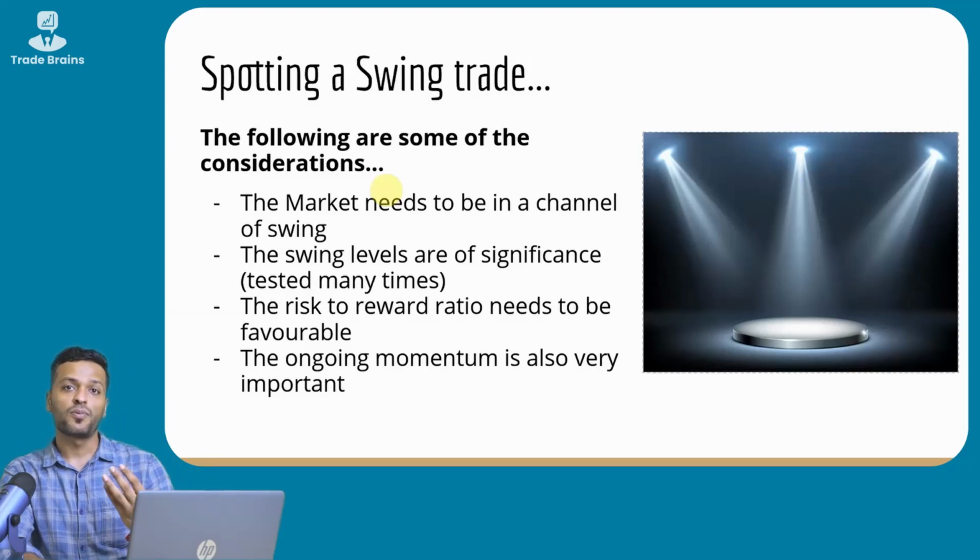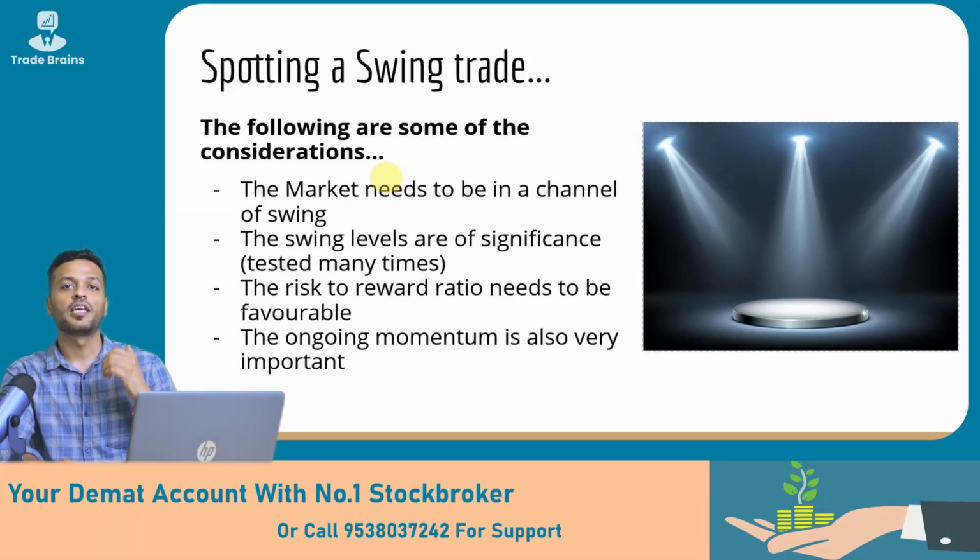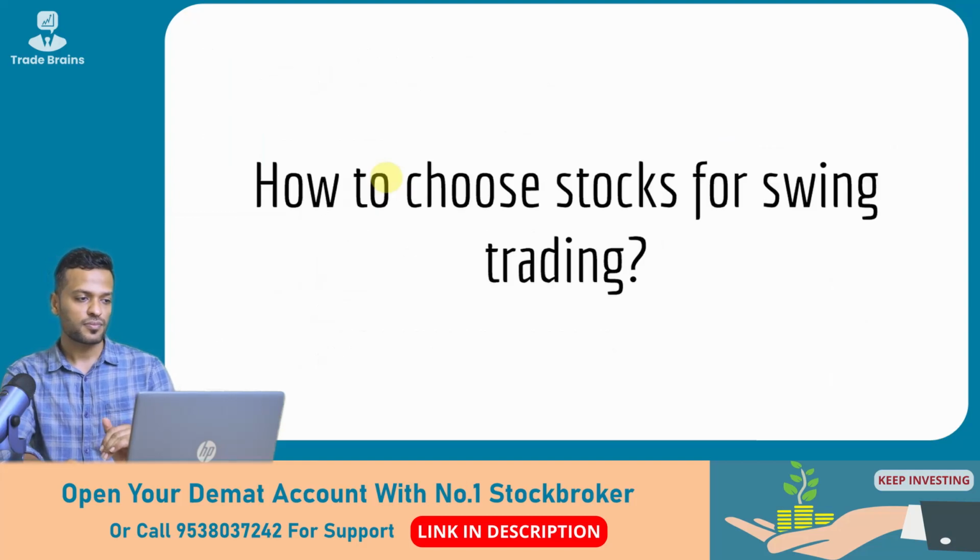So these 4 factors are very important if you want to trade a swing trade. The first is that the market needs to be in a trend or a channel. You don't need a market which is haywire. The swing levels have to be of significance, which means they must have been tested 3, 4, 5, 6 times. The risk to reward ratio is of prime importance, and the momentum also needs to be in the direction of the market if you want to be a good swing trader.